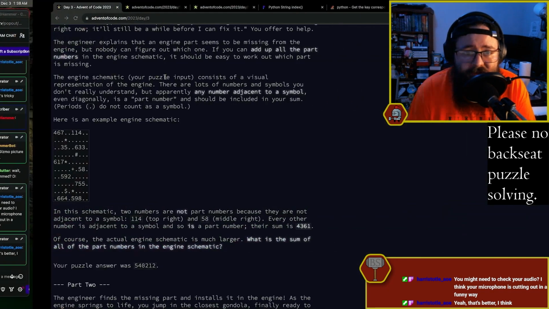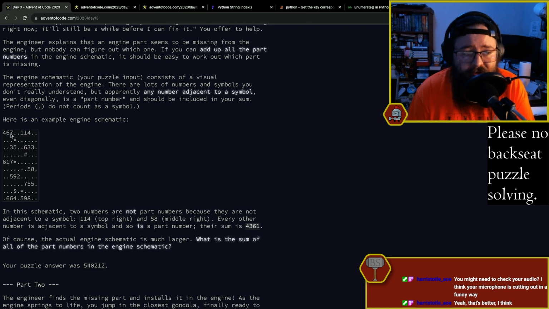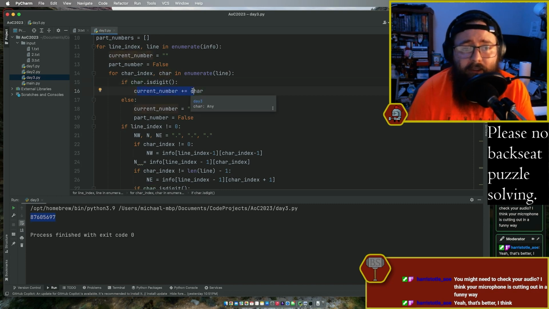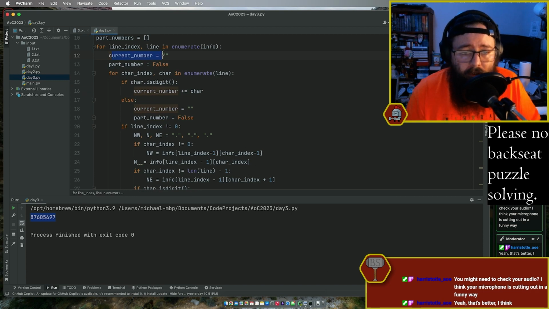The first hurdle was the fact that you're not concerned with just single digits by themselves, you're concerned with the entire string. So I enumerate through each character and check, is it a digit? If it is a digit, then concatenate it onto whatever current number I'm working on, because I need to build my strings of digits one character at a time. So I start with an empty string, and if it's a digit, start building a number.